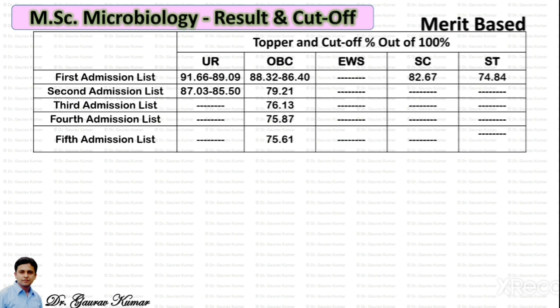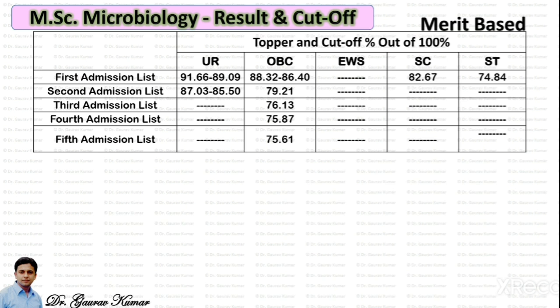Otherwise, for the unreserved category, only 2 admission lists were able to fulfill all the candidates, and in the SC and ST categories the seats were filled only by the first admission list. So in the merit based, 91.66% was the highest merit, and the lowest merit was 85.50 in the unreserved category.